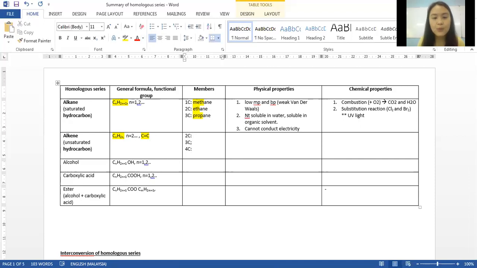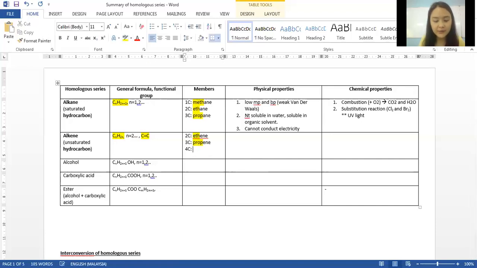Remember, as I've mentioned just now, when you want to name an organic compound, the first part of the name is always deduced from the number of carbon that it contains. Since the first member has 2 carbon, the name will start with eth, and because it belongs to the family of alkene, it will end with in. The second member with 3 carbon is prop, and it ends with the name of in. Prop is because it has 3 carbon inside.